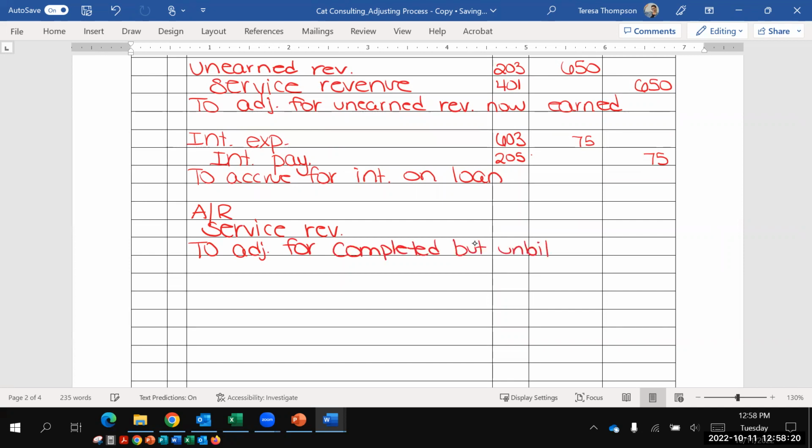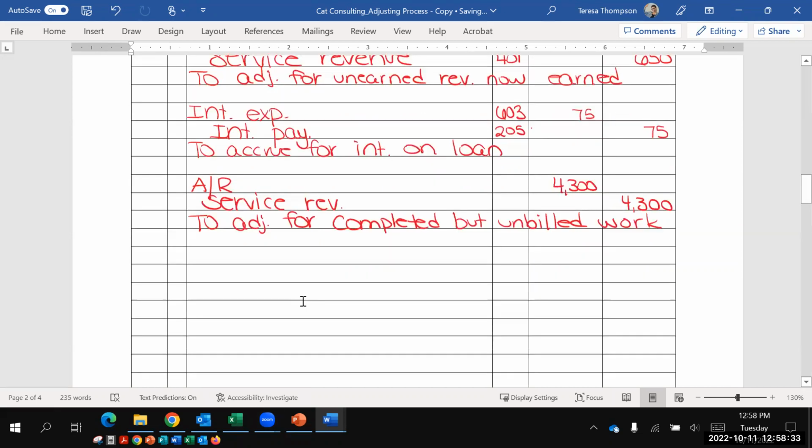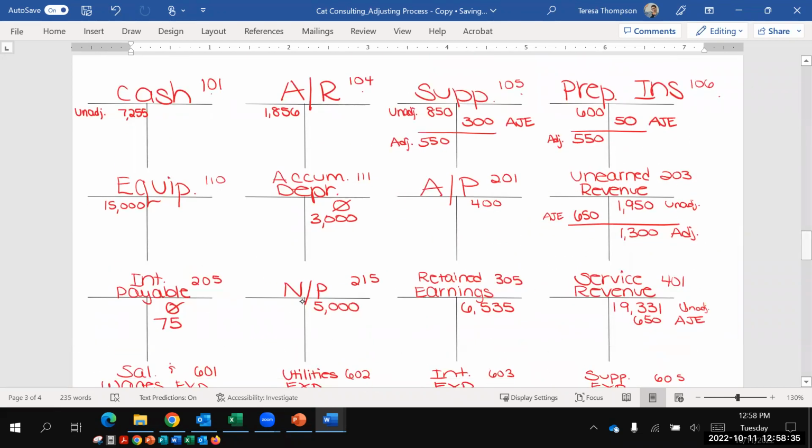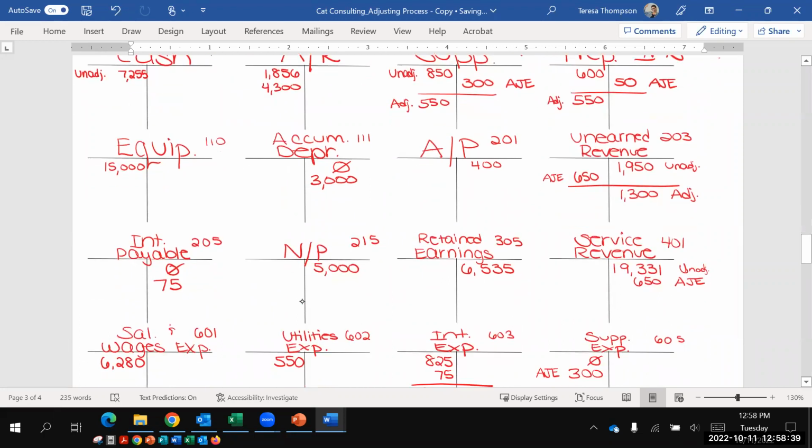Unbilled work. And it's a pretty sizable amount for CAT, 4,300. Want to make sure we record that. So let's go ahead and post it to AR and service revenue. 4,300. 4,300. Okay, and you can even label these. We said the nice thing is you make it as detailed as you want.